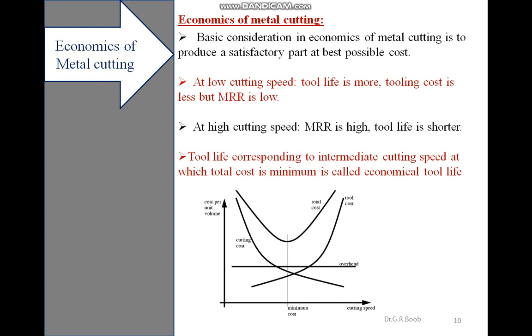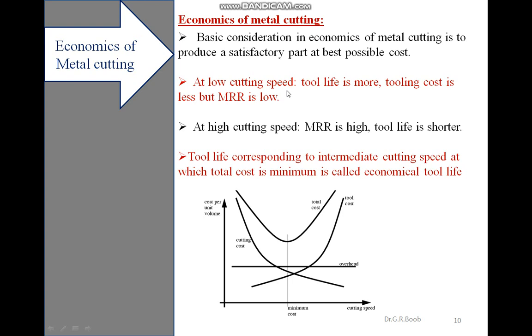Then, tool wear and tool life directly contribute to the cost of machining, or economics of metal cutting. The basic consideration in economics of metal cutting is to produce a satisfactory part at the best possible cost. That means we want to produce the part of required dimension and required surface finish, but the cost should be minimum. So we need to find out the best possible cost at which we can produce the part. That is nothing but optimization of the metal cutting process.